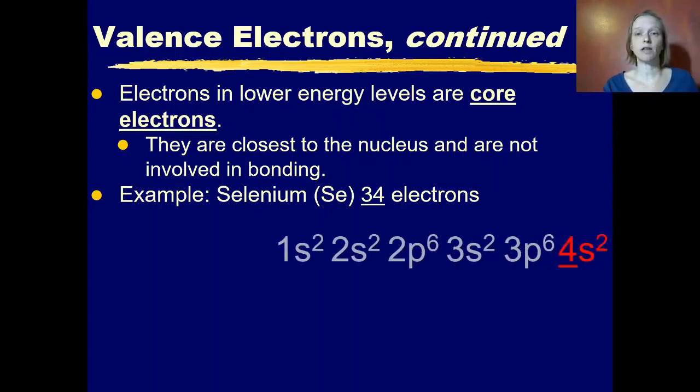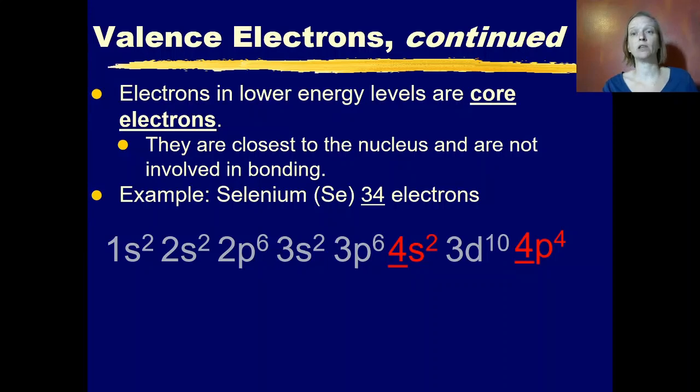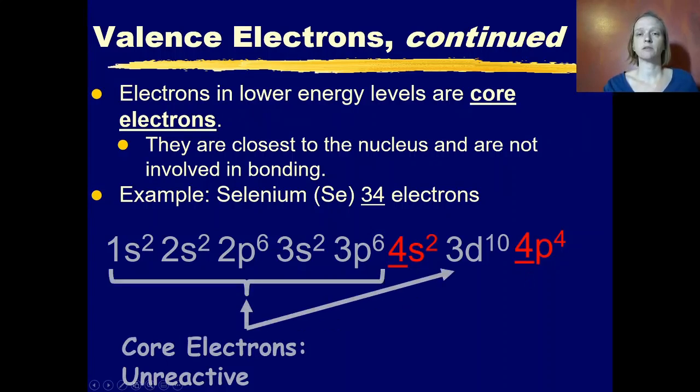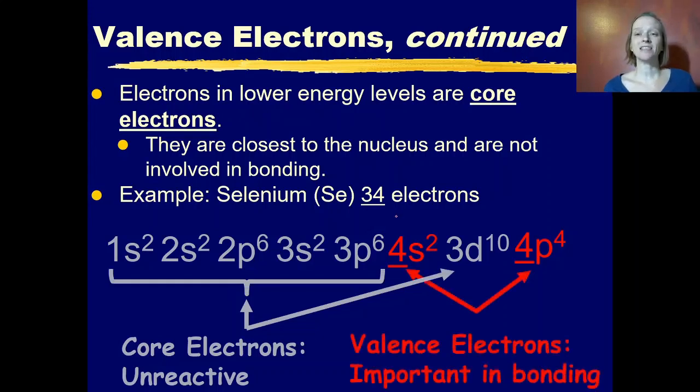Selenium has 34 electrons, and on a previous slide we looked at its electron configuration. This is its electron configuration. And we said that valence electrons are those electrons that are just in the highest energy level. The highest energy level is energy level 4. So the only electrons we count as valence electrons are these electrons in the 4s and the 4p sublevels.